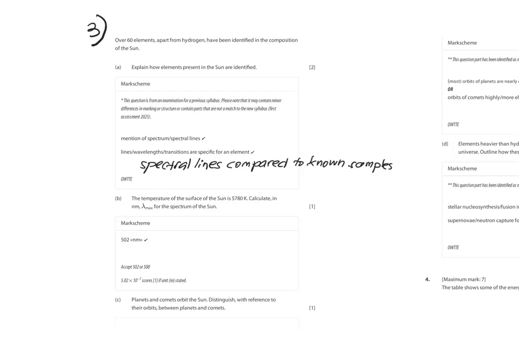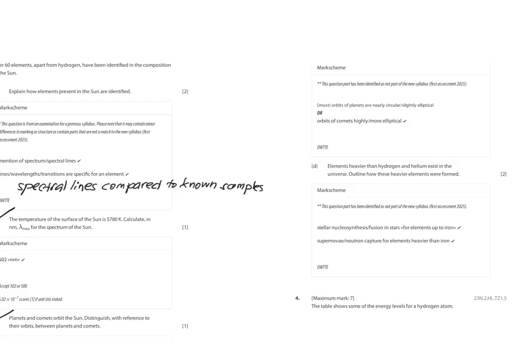Okay, and we don't need to worry about 3b. We don't need to worry about 3c. These are not E1 topics. Same thing for 3D, that's astrophysics.